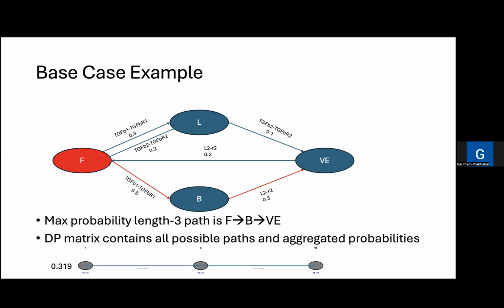So in this base case example, the maximum probability you can achieve by multiplication would be from fibroblast to basal to vascular endothelial. So the method would output the fibroblast to basal to the vascular endothelial and the ligand receptors involved with that. So that would be like an example of how that works.